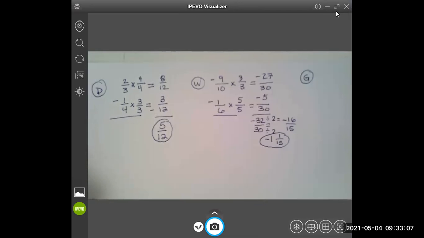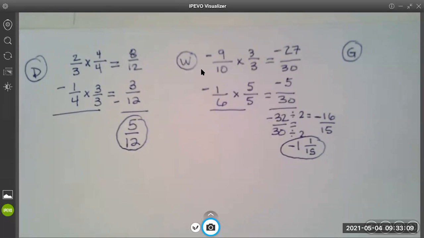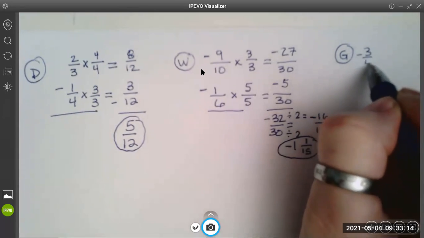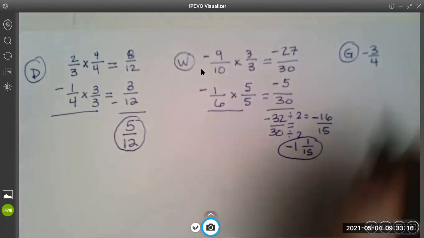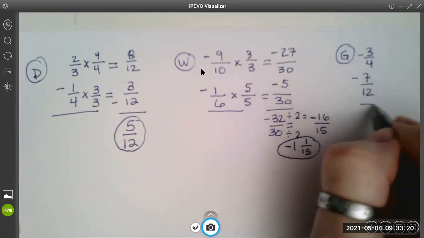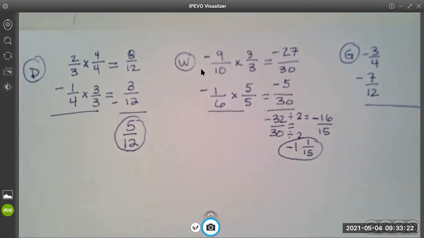Going sideways. So G says negative 3/4, negative 7/12. Again, we are not going to multiply times each other. We're going to find one in between, or we're going to find one that's bigger than.